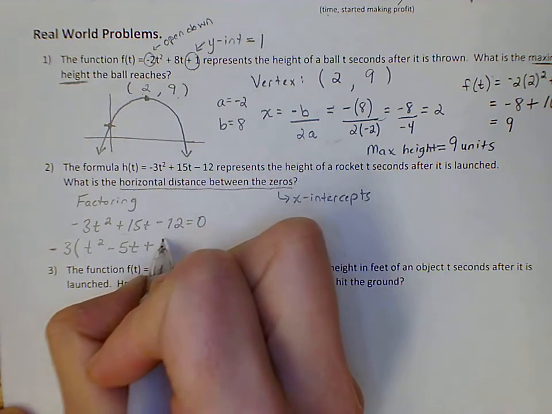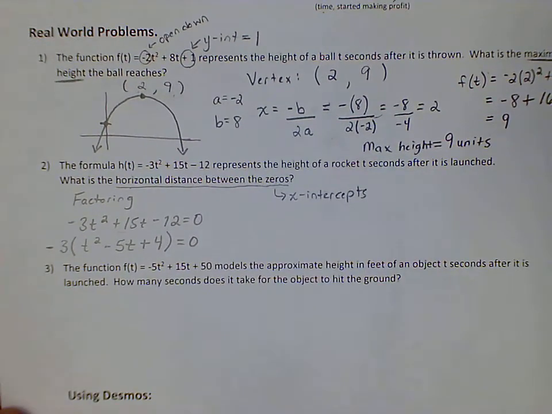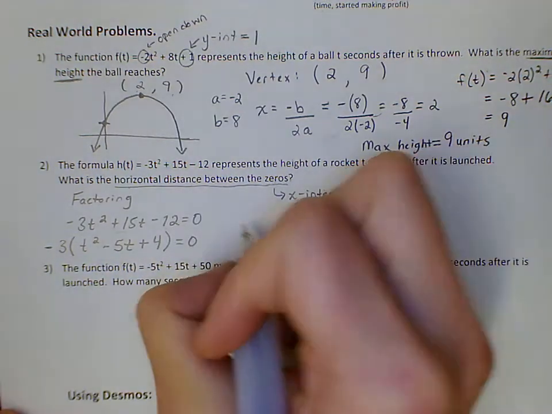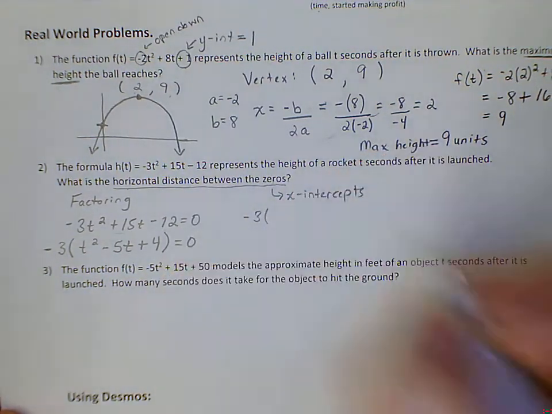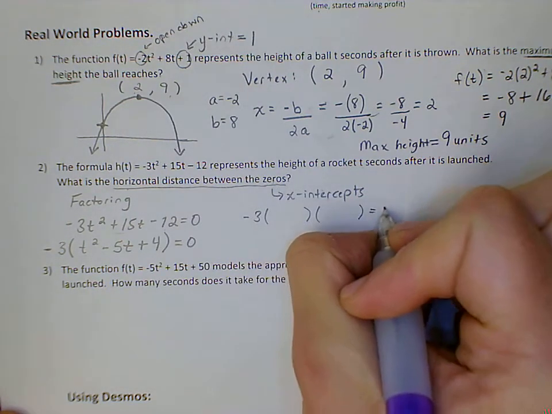And then 12 divided by 3 is 4. Okay, so that's the first step. Now, you have to look at this and see if it'll factor, and it will. And so that, remember, that negative 3 just kind of hangs out outside the parentheses. And then for these problems, it's a trinomial.